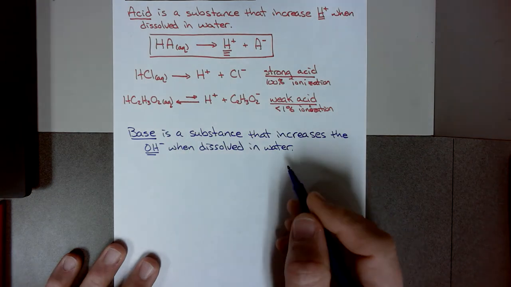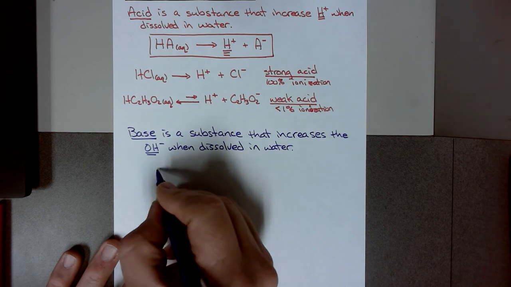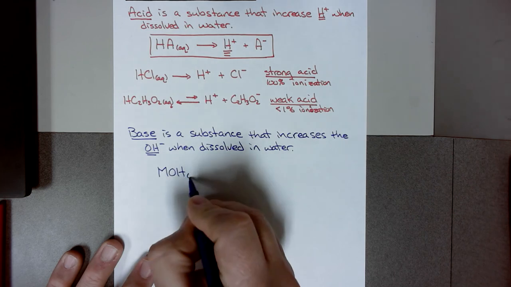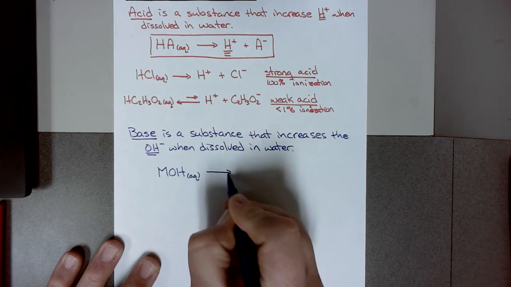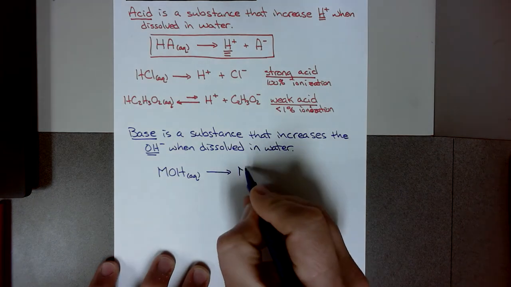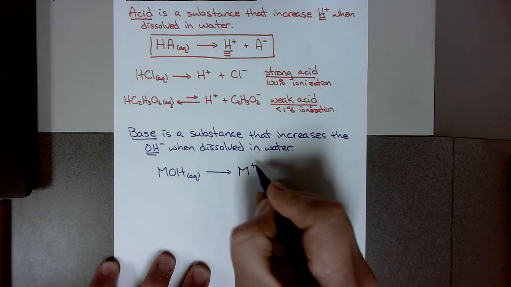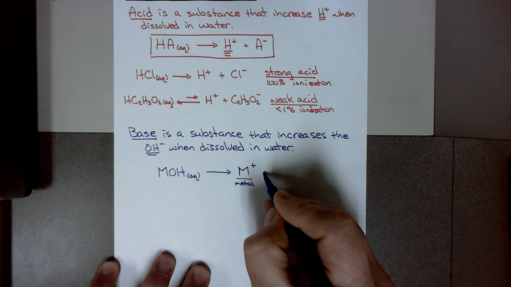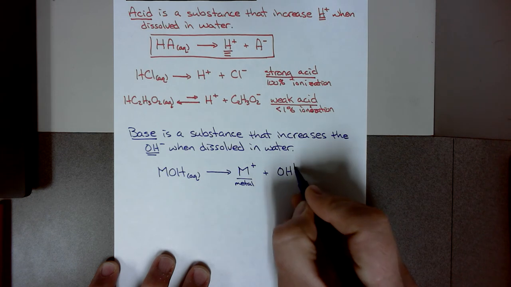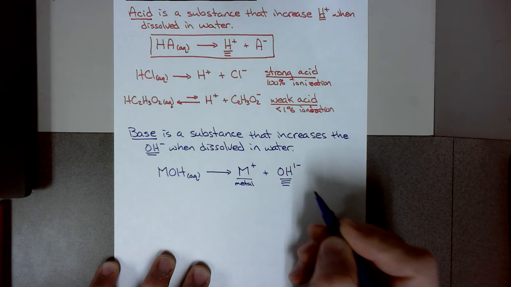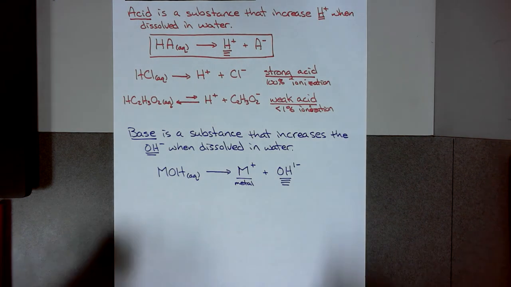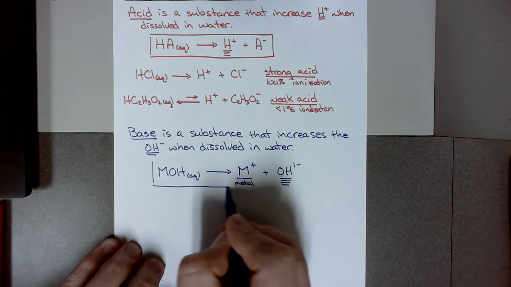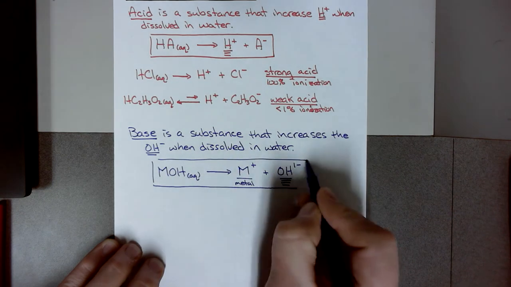Now, the general form, or formula, would be MOH, where M is the metal. It's aqueous, and therefore it dissociates into the metal ion and the OH− ion. And it's the OH− that is important in the increase in water. And this is what makes it basic, the OH−. So here's my general form or formula for an Arrhenius base.